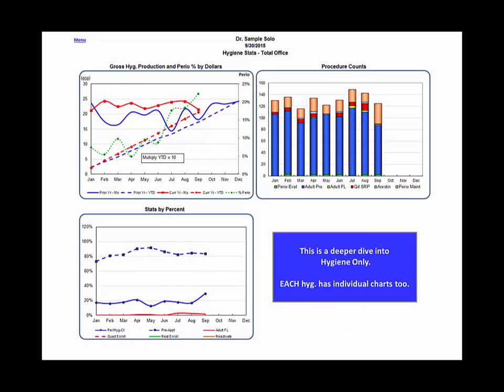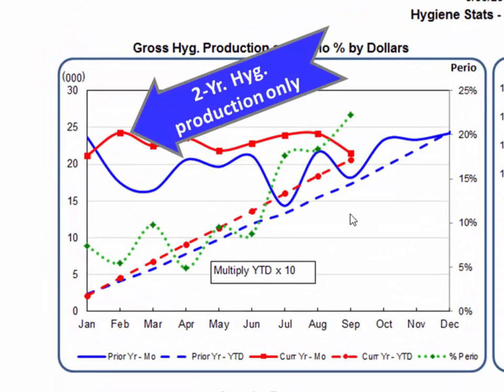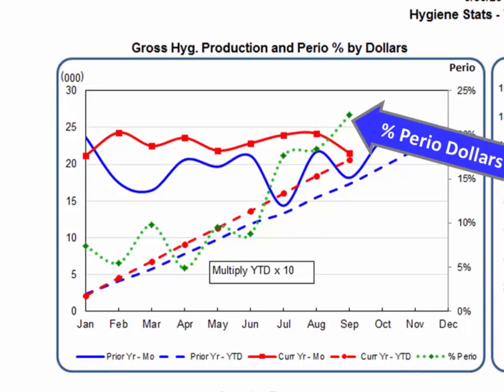Here's a deeper dive into the hygiene department. This is the total hygiene practice. Each of your 16 hygienists has these same charts if you need to have a prayer meeting with one of them. So in the upper left, here's your 2 years hygiene production only. But we also, this green dotted line shows the percent of your hygiene only that's the perio dollars. You'd like that to perhaps be a third also.